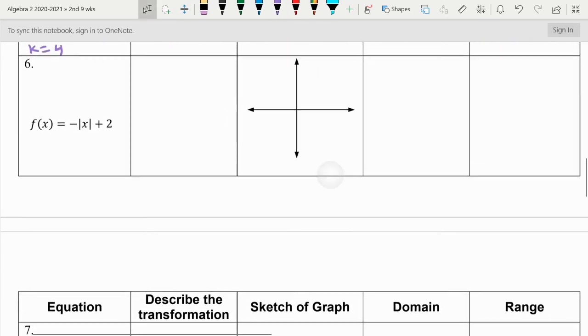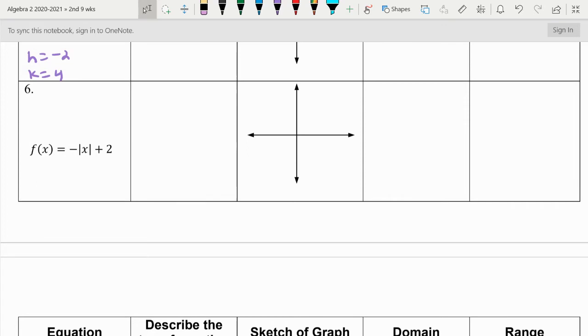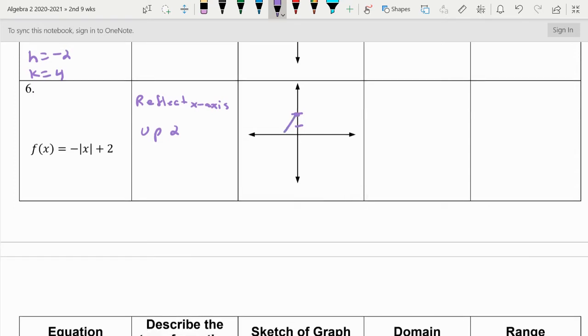Okay, let's look at this one. Here we've got a negative in front, so it's going to reflect over the x-axis. And then we have a k-value of 2, so up 2, so 2 tick marks. And since it's going to reflect, it's going to open downward like so. Parent function for reference.